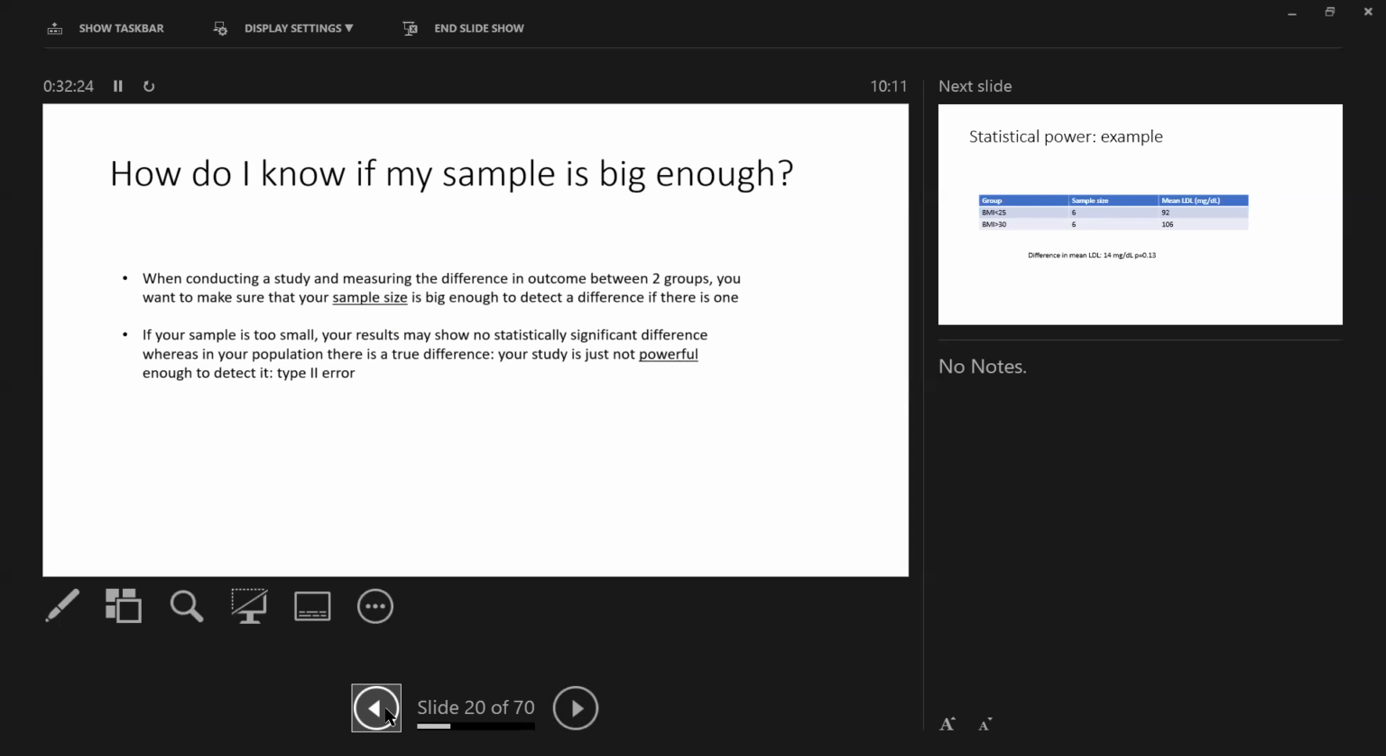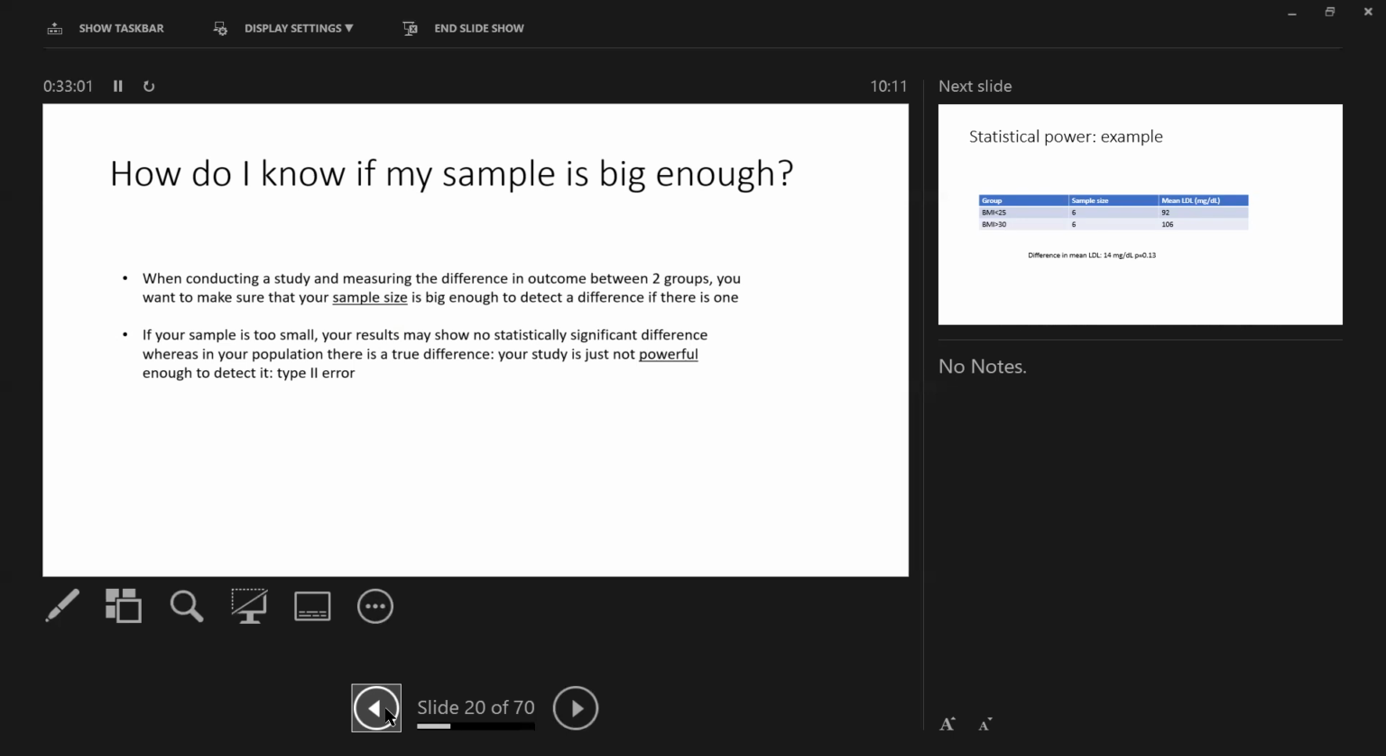Well, when you conduct a study measuring the difference between two groups, which is what most of you are doing, you want to make sure that the sample size is big enough to detect a difference if there is one. Because if your sample is too small, your results may not show that difference, whereas there's a real difference in the population. So this is what you're talking about. If you're finding no statistically significant difference, it could be due to two things. It could be because there is no difference, or because there is a difference, but your study is not powerful enough to detect it.